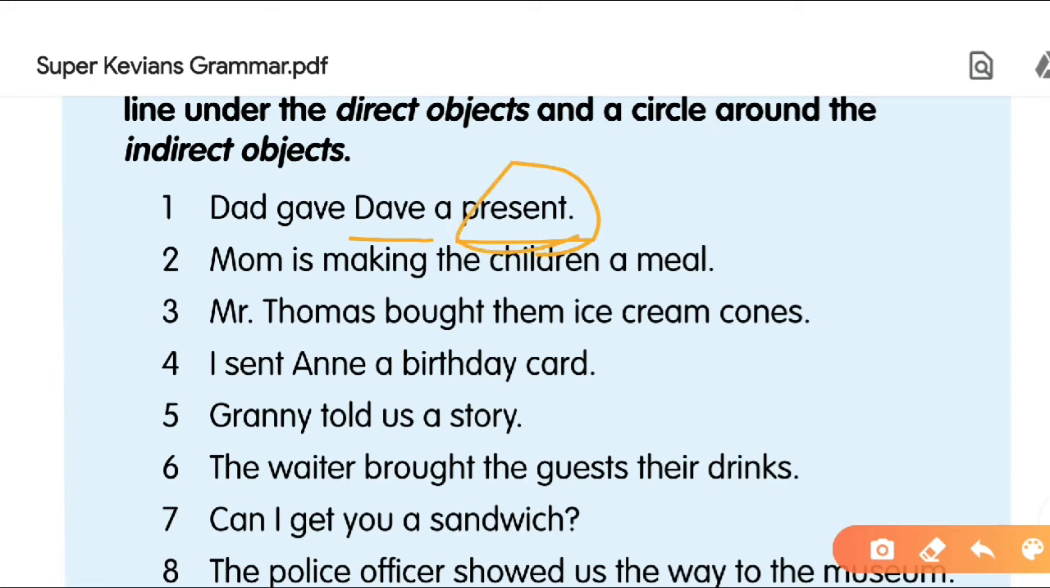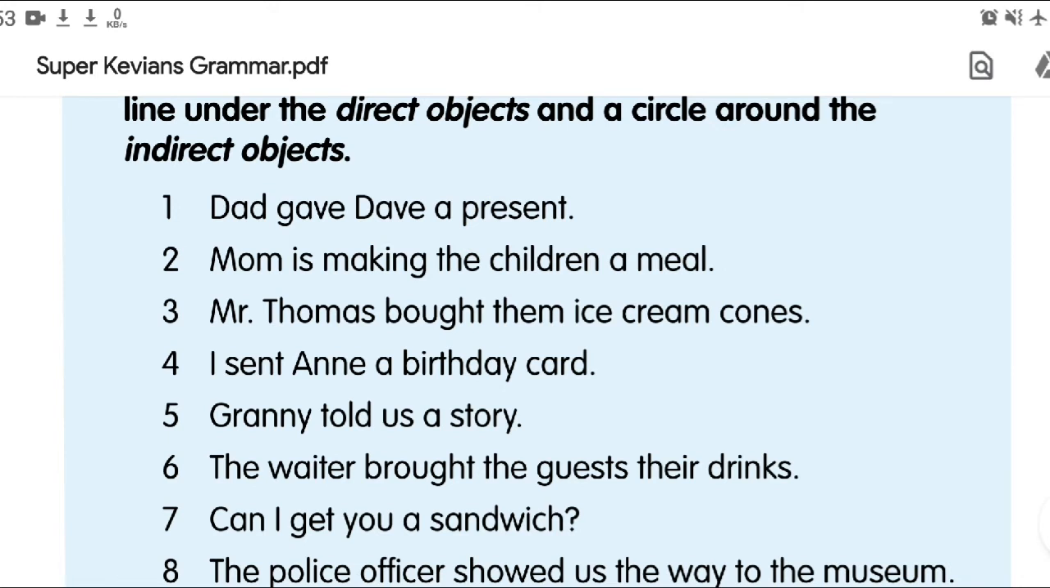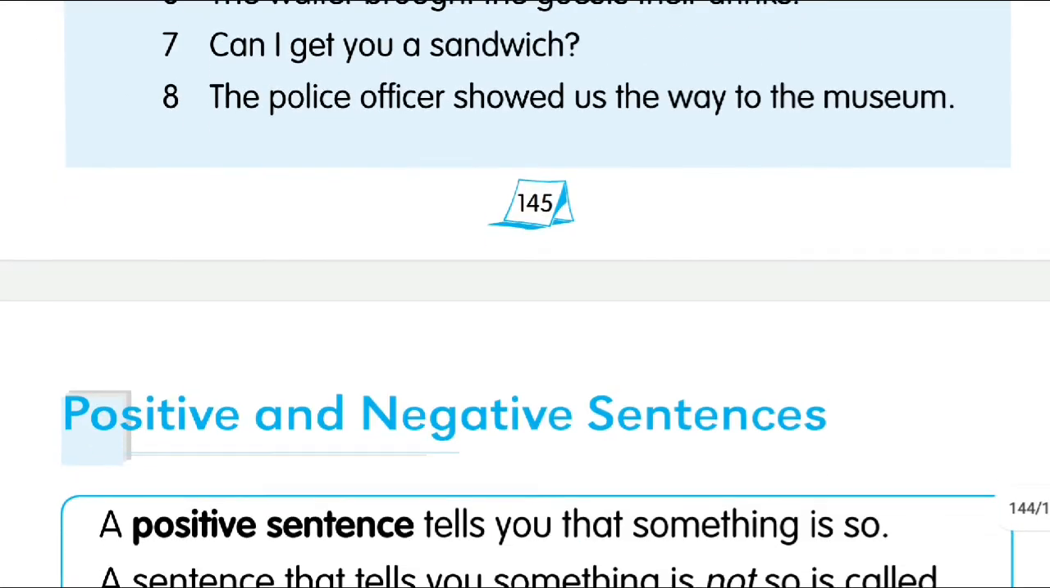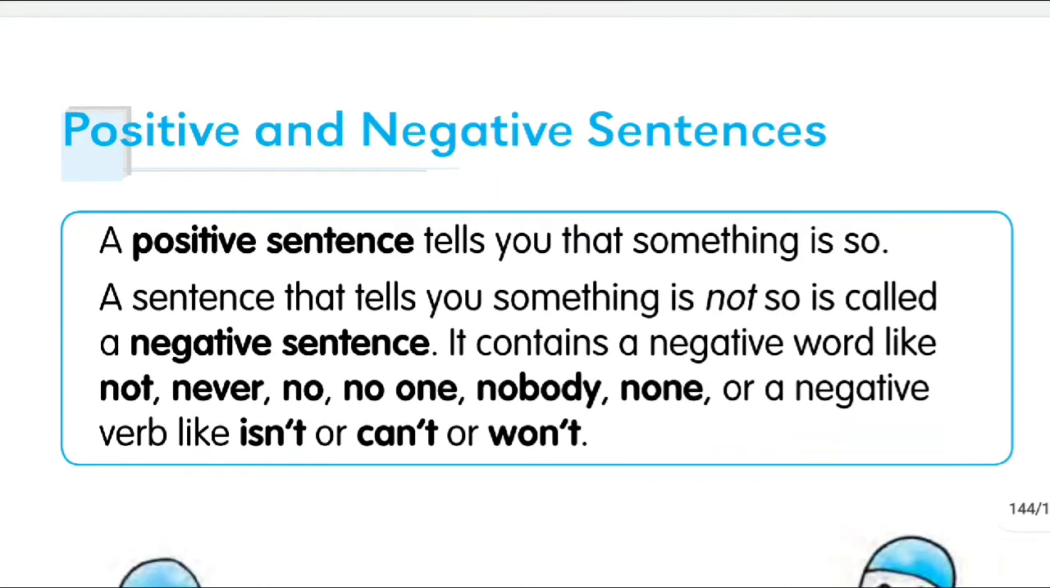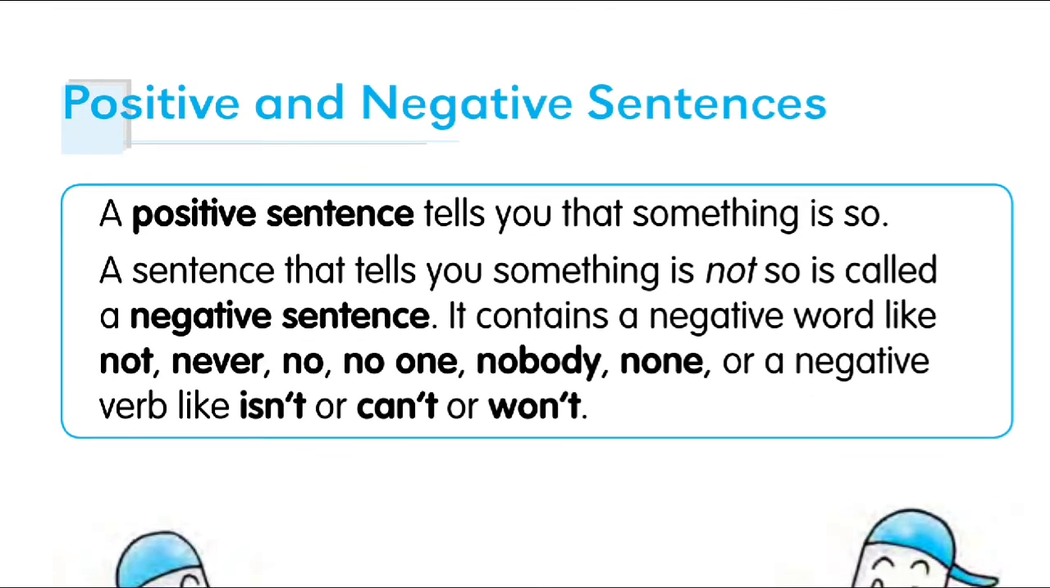Mom is making the children a meal. Children is the direct object here, and a meal is the indirect object. Mr. Thomas bought them ice cream cones. Them is the direct object, and ice cream cones is the indirect object. So we can continue this exercise like this. Now we will move to another important part of sentences, that is positive and negative sentences. It is very clear to you that sentences are sometimes positive and sometimes negative.